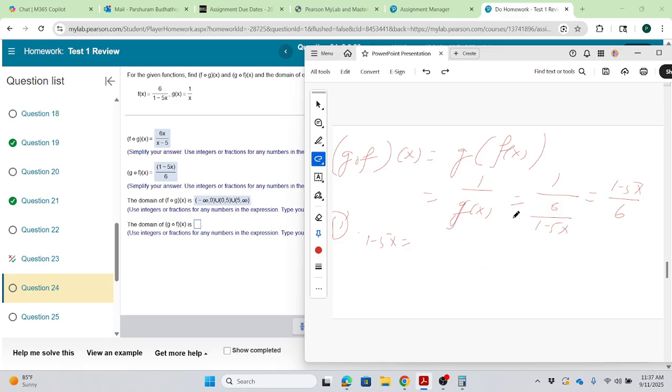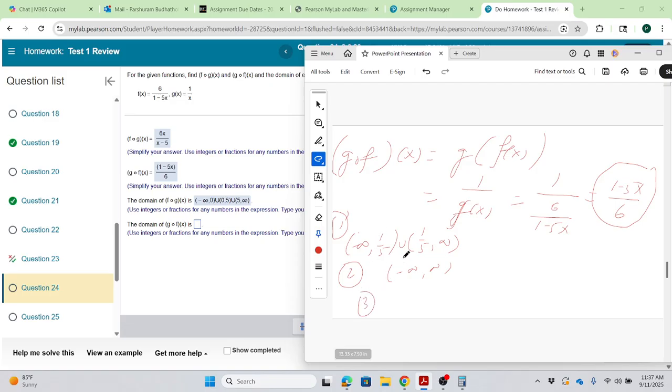So I'm going to write that down. How do you write it? You start from negative infinity, go up to 1 over 5, union 1 over 5 up to infinity. And then the domain of this final formula is nothing. There is no restriction, so it's all real numbers.